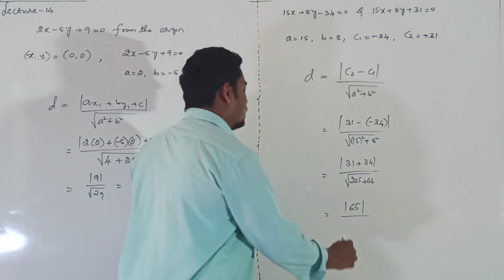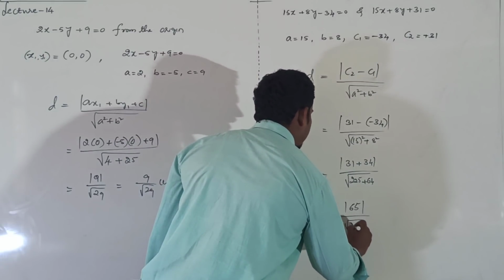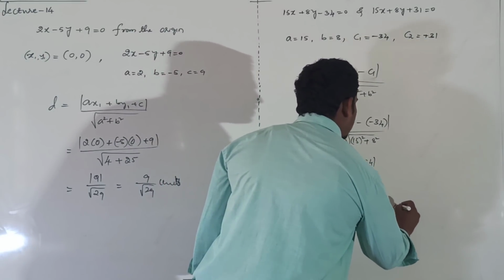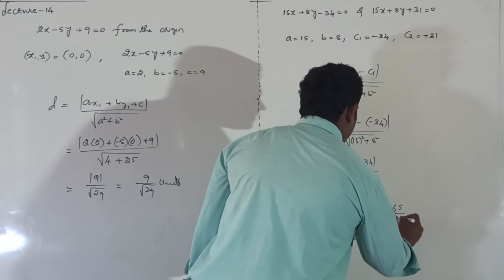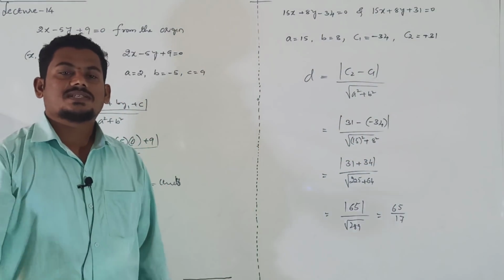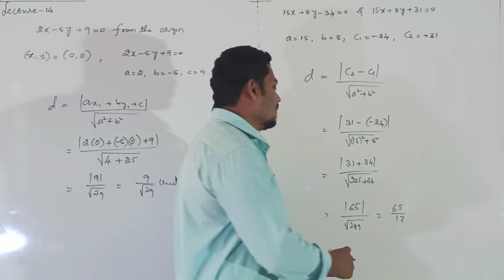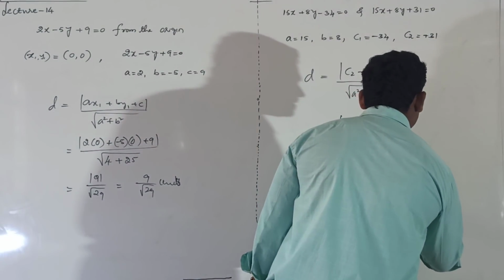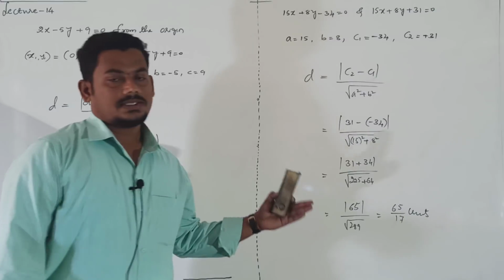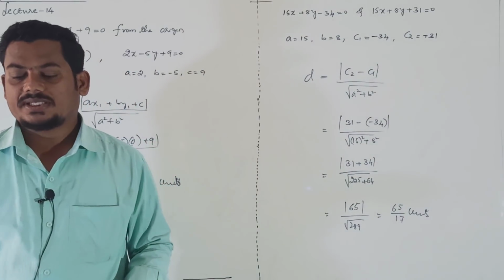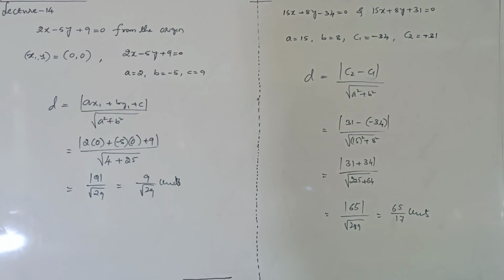If you add these two terms, clearly it will be square root of 289, right? That's equal to 65 divided by 17. Why? Because square root of 289 gives 17 units. The distance between the given two lines is 65 divided by 17 units, right?